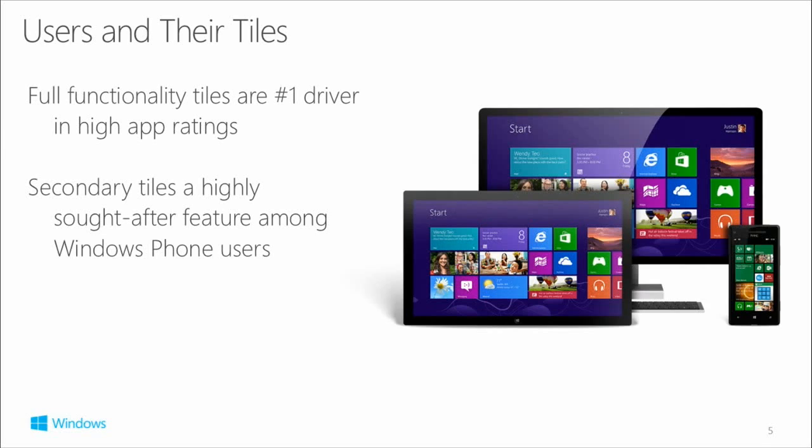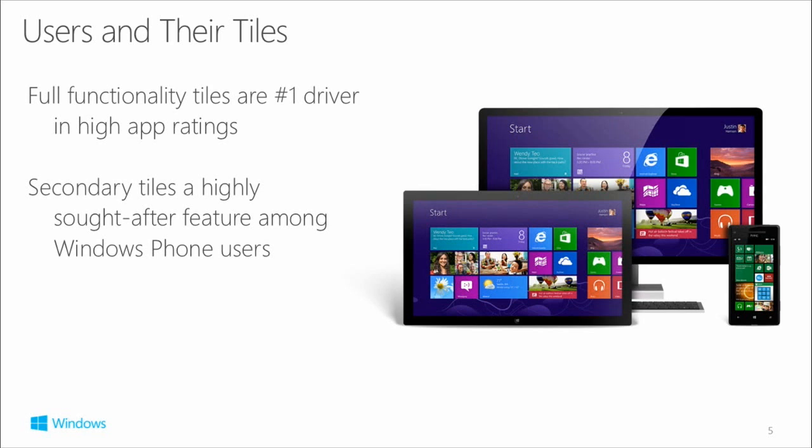A little bit of information about users and their tiles. We've done some analysis of our top applications and how users rate them and what users use them for. And believe it or not, the full functionality tiles are the #1 driver in high app ratings on Windows Phone. And this full functionality basically means that you've got a tile that's live, and it can be used as a small tile, a medium tile, or a wide tile on Windows Phone. That is the #1 feature that makes users happy.